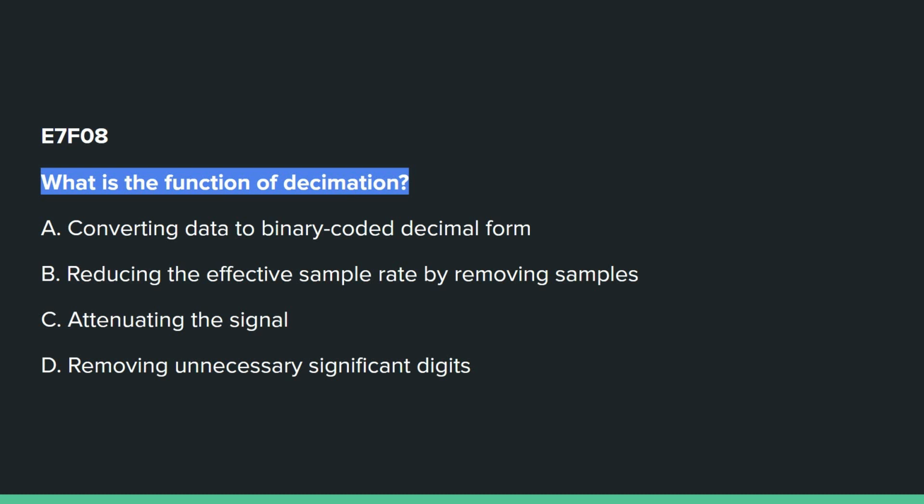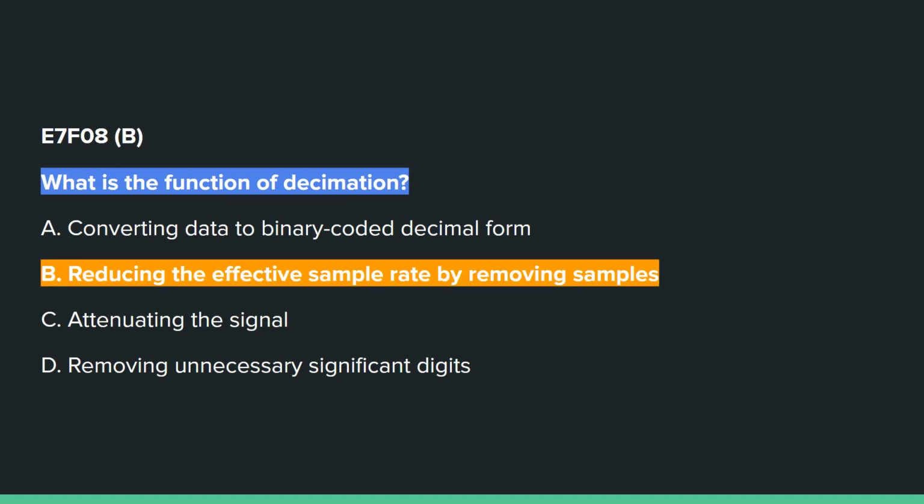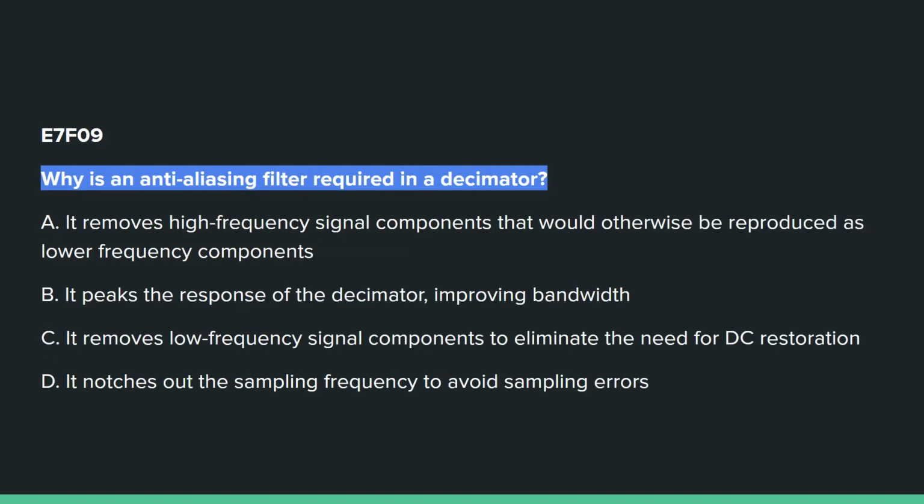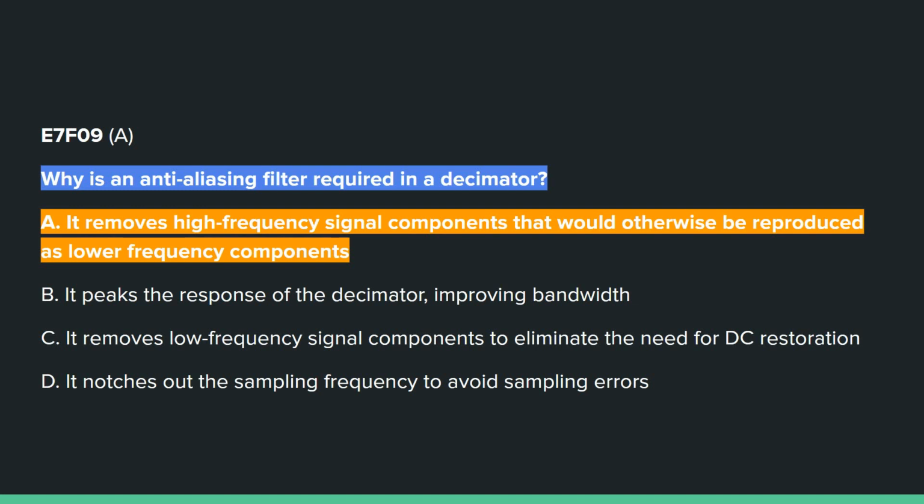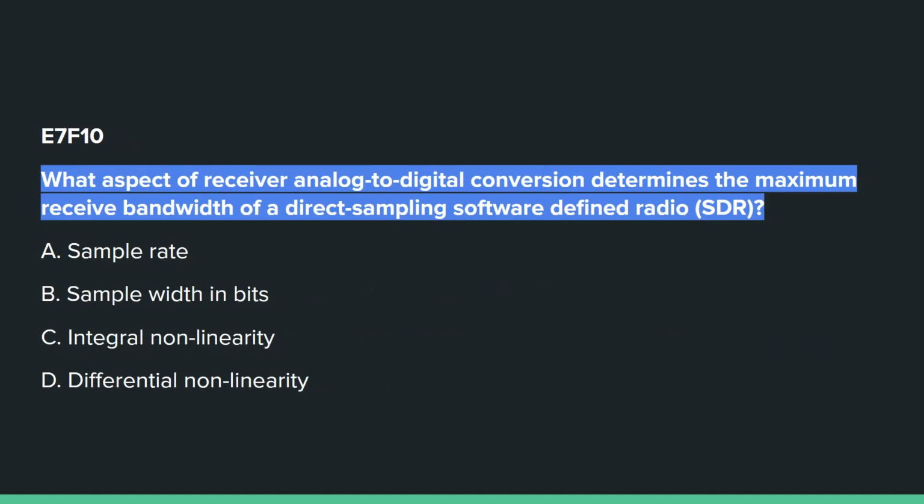E7F08, what is the function of decimation? B. Reducing the effective sample rate by removing samples. E7F09, why is an anti-aliasing filter required in a decimator? A. It removes high-frequency signal components that would otherwise be reproduced as lower-frequency components.